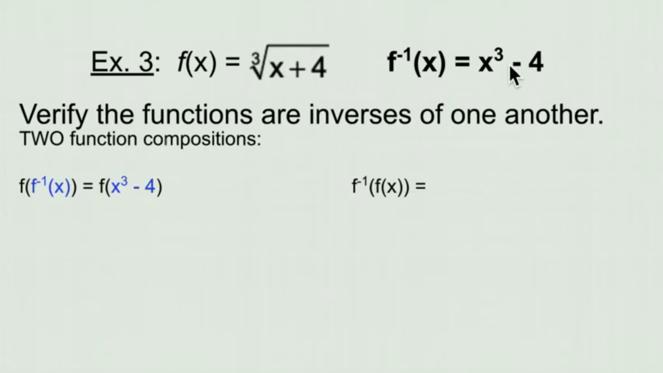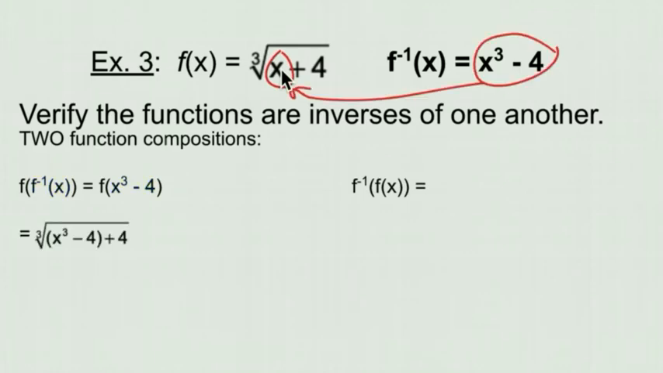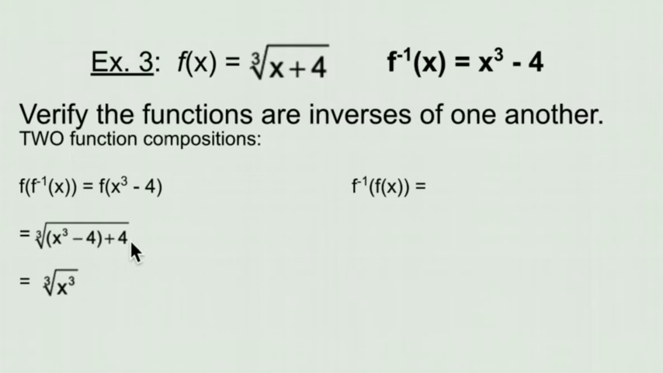That means I look at the f function, and wherever there's an x, I'm going to put x cubed minus 4 in its place. So I'll have the cube root of x cubed minus 4 plus 4, and that's what I have here. And as you can see, the minus 4 and the plus 4 will cancel out, and I'm just left with the cube root of x cubed, and cubing undoes a cube root, so I'm just left with x. So yes, f of f inverse of x does equal x.